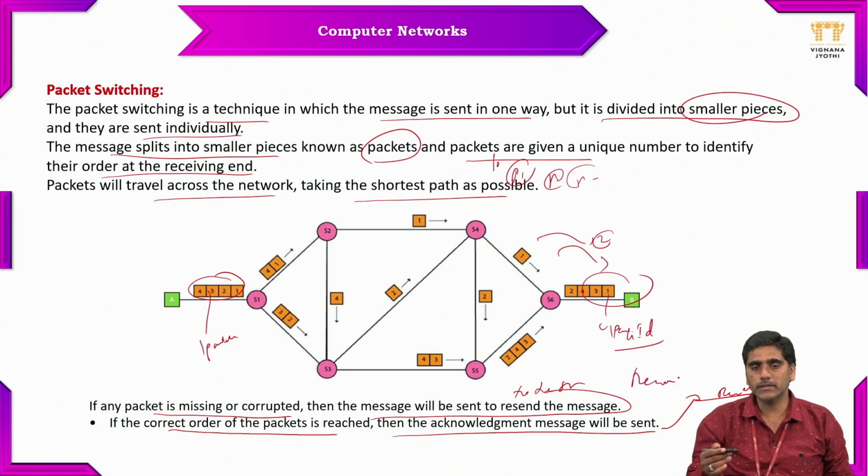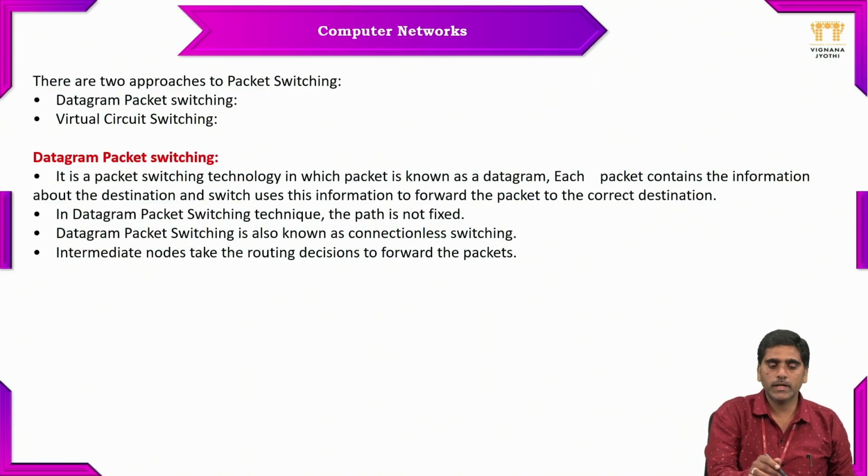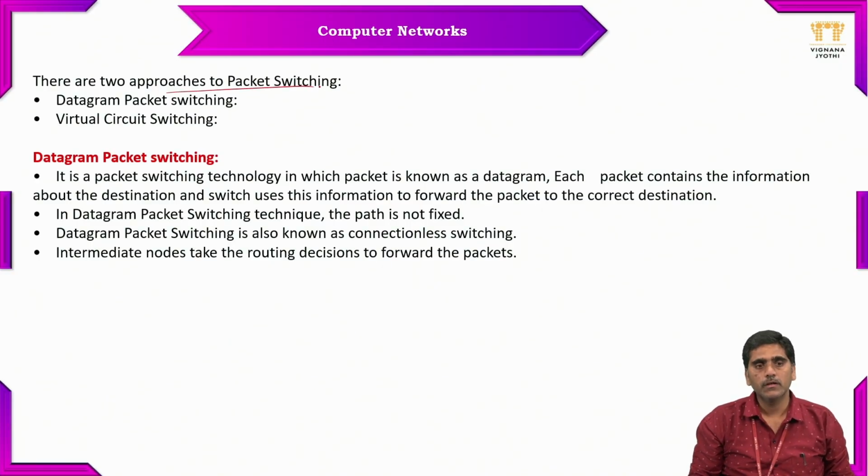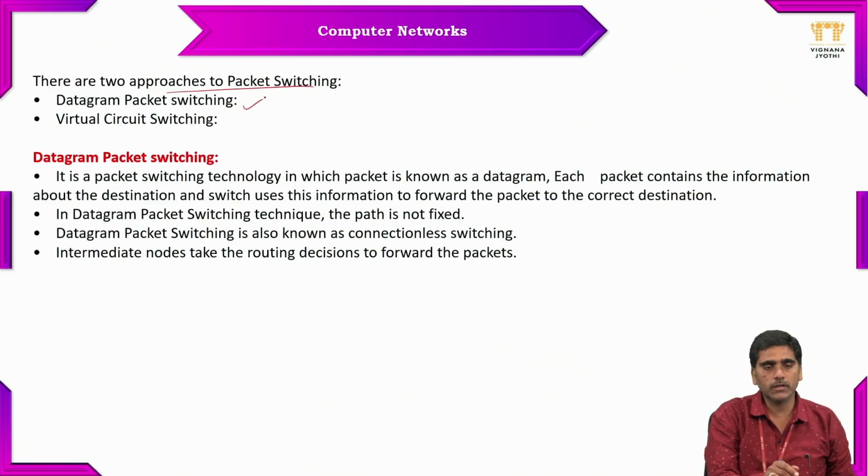If a packet is not received properly, the receiver asks the sender to send it one more time, resending the message. If the packets arrive in the correct order, then the acknowledgement of the message will be sent. So there are two approaches of packet switching. The first one is datagram packet switching, and the second one is virtual circuit switching.